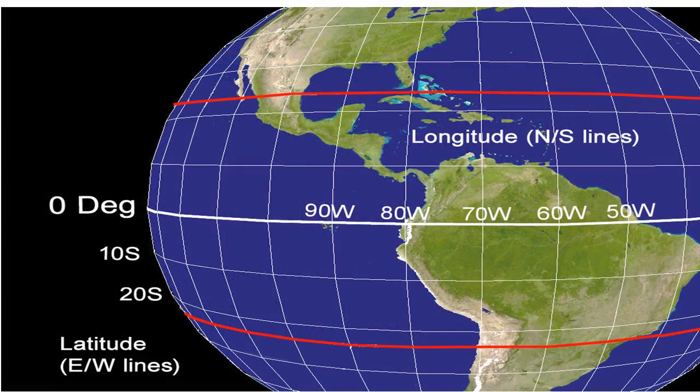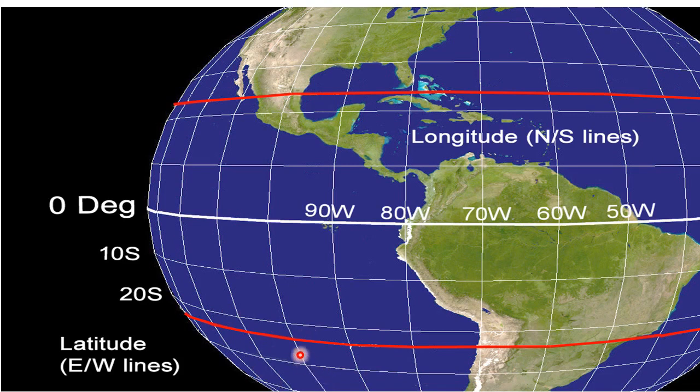As you can see here, the 0 degree line is the equator. And so when we talk about latitude, these are the latitude lines that run east-west. They are parallel with each other. But as you get closer and closer to the poles, they become smaller in circumference. So you can't use those for measuring scale.